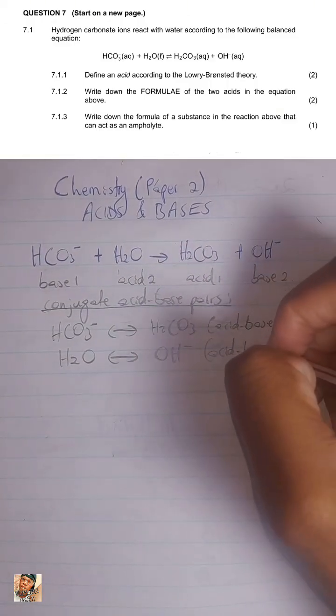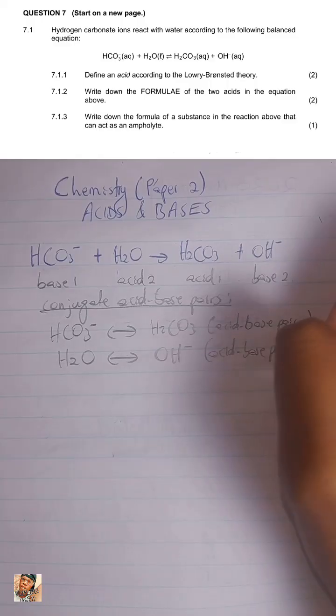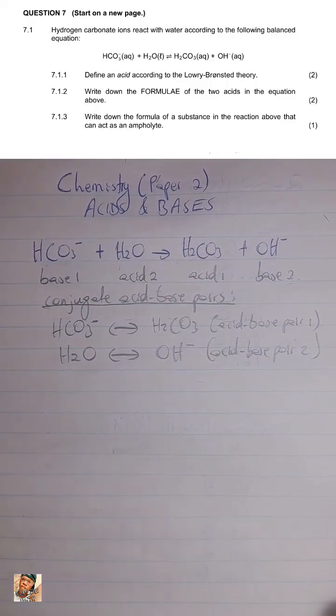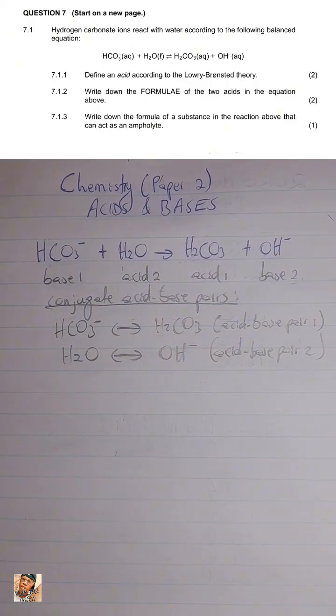So acid base pair number 2. Okay, so we're going to need this information maybe at a later stage, we don't know, but this is the analysis. So I hope that you have managed to understand the analysis that I just did here. This is very, very important. You should do this before you answer the questions.